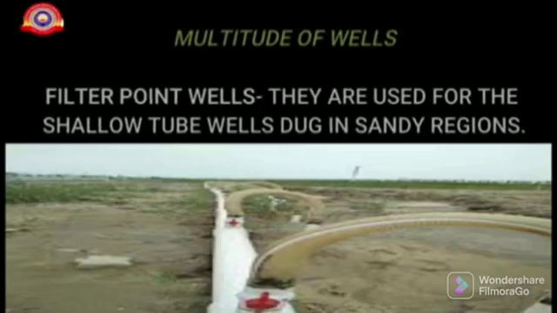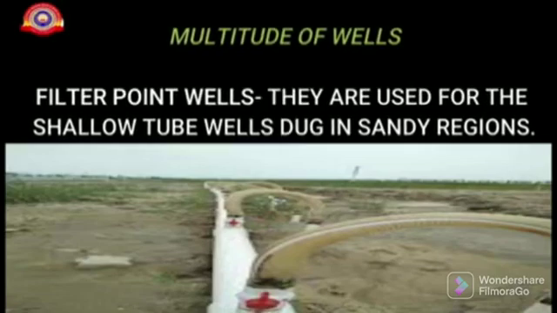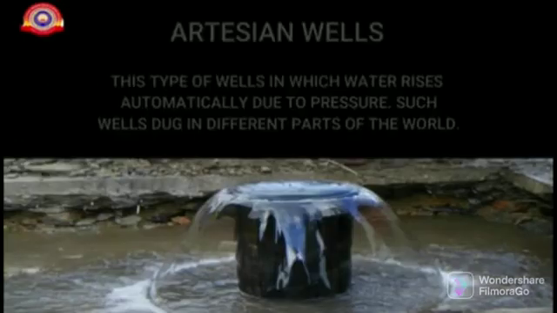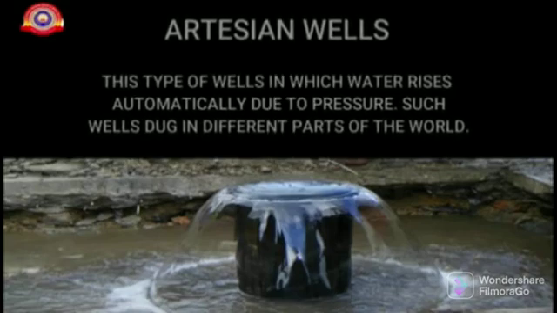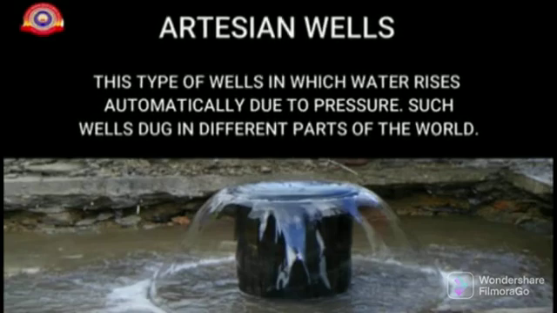Types of wells. Filter point wells. They are used as shallow tube wells dug in sandy regions. Artesian wells. This is a type of well in which water rises automatically due to pressure. Such wells are dug in different parts of the world.